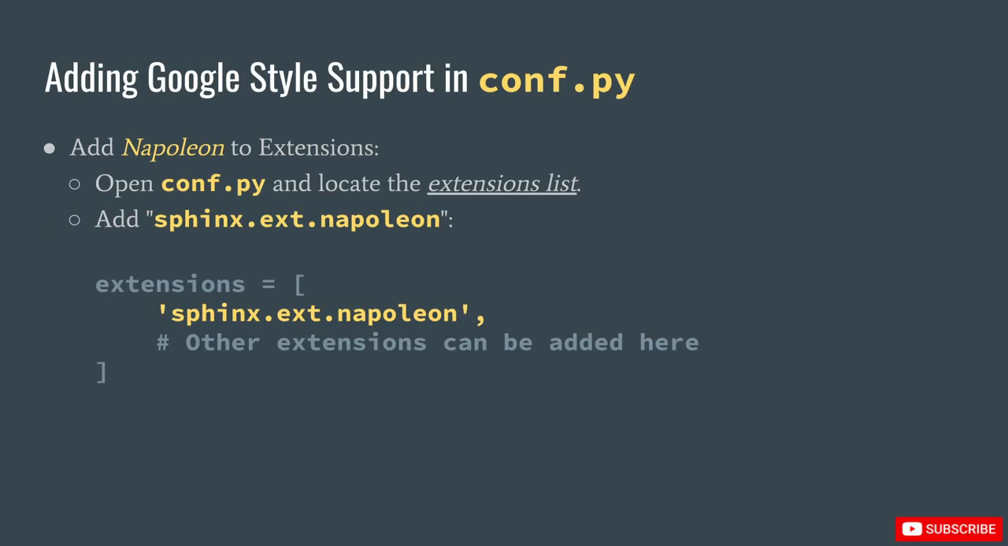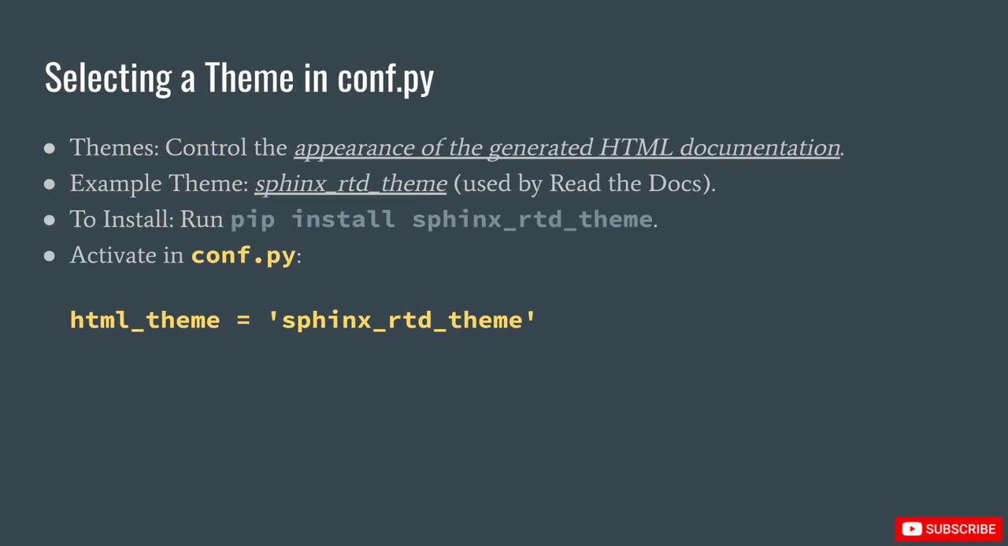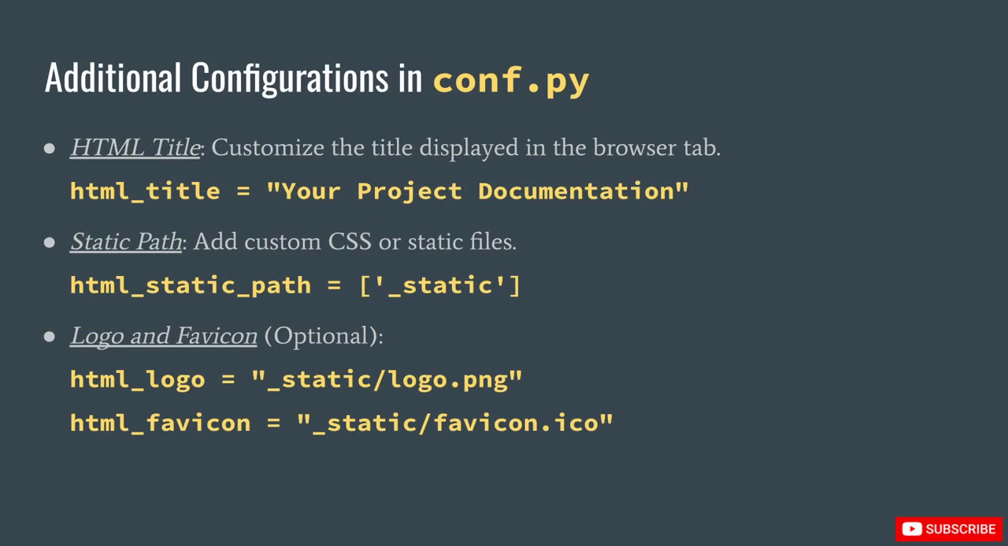To add Google-style support in Sphinx, you need to include the Napoleon extension to the extension list like this. To control the appearance of your generated HTML documentation, you can select a theme. One popular theme is the RTD, which is the theme used by Read the Docs. This will give your documentation a clean, professional look. You can make other customizations in the config file. For example, you can set a custom title, add custom CSS or static files, or even add a logo and favicon.